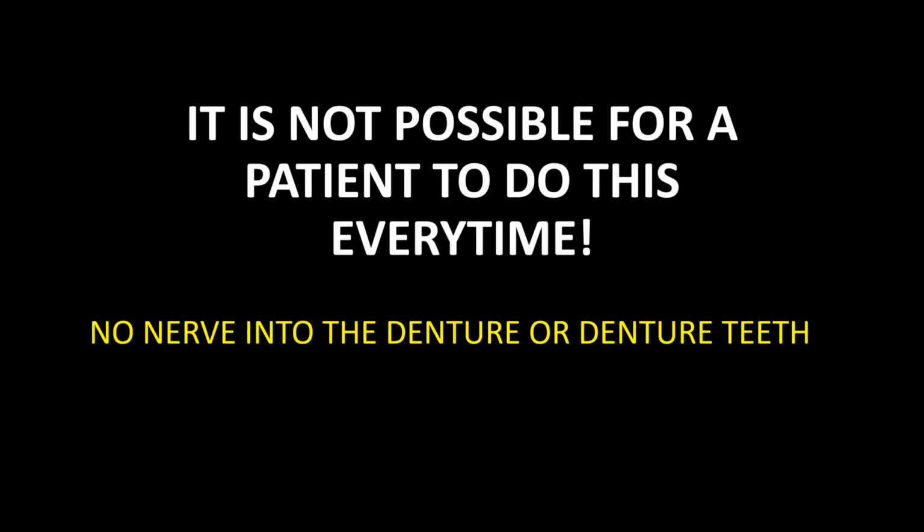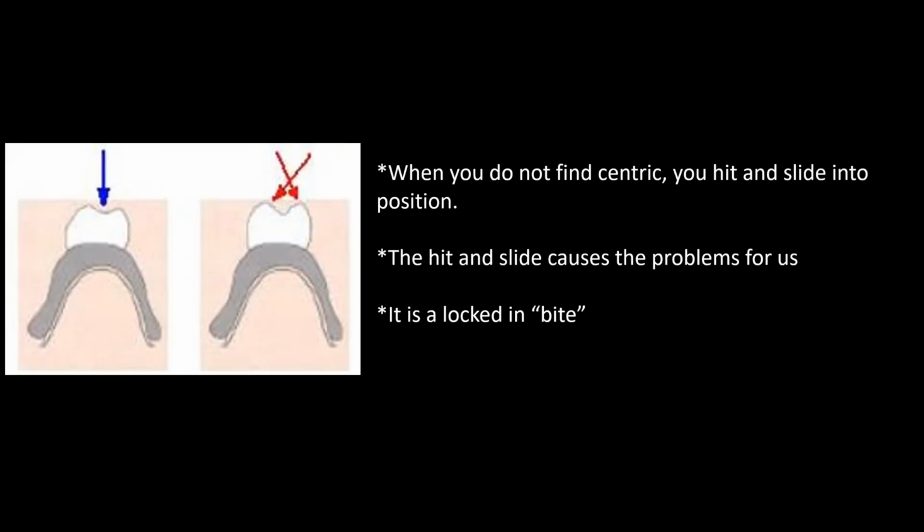So it's not possible for a patient to do this every time. There's no nerve to the teeth, yet we design it and set it up like there is. And it's not possible, especially for a senior citizen, to reproduce Centric. So when you don't do that, there's a hit and slide and the bite's locked in, and then that's what causes the shimmy, and then that's what causes the denture base to move on the gum, which lets in food, or causes the torque, which causes the break. That shimmy or that movement, as shown by the horizontal red arrows, is what causes the denture to move, and then that causes friction. Friction causes heat. Heat causes the denture sore. So these are things that the occlusion actually plays a big role in.